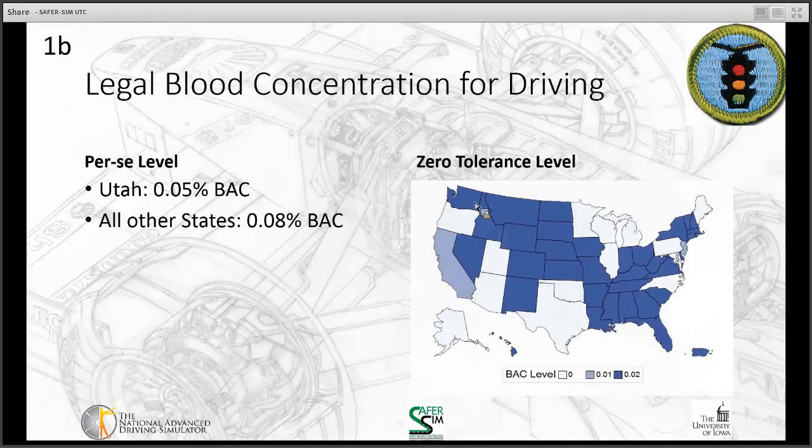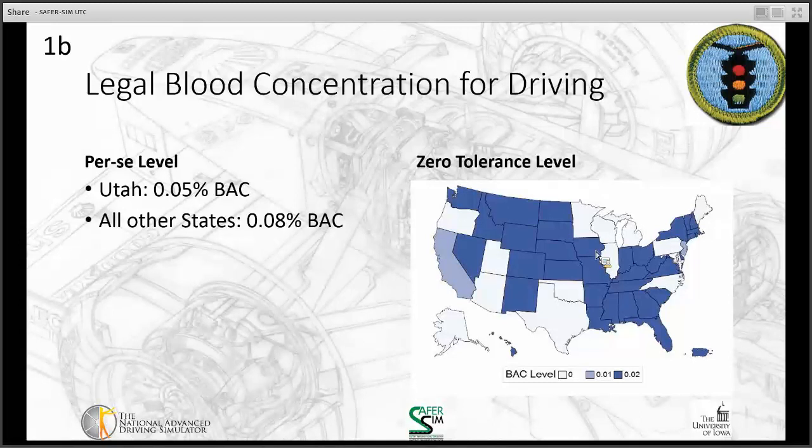So the next one we're going to talk about is legal blood concentration. So what state do we live in? Here in Iowa, we are in this category here. And so the zero tolerance level in Iowa is 0.02% BAC, which is what it is in most of the country. Zero tolerance level is what young drivers fall under, those that are under age 21. If you're driving a vehicle and you're not of legal drinking age, if you're above that limit, there are enhanced penalties that kick in. So basically it means you shouldn't drink when you're underage in particular, but if you do happen to drink, you really shouldn't drive.